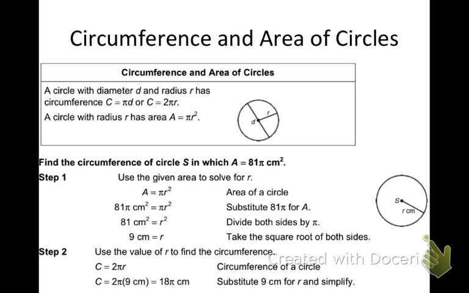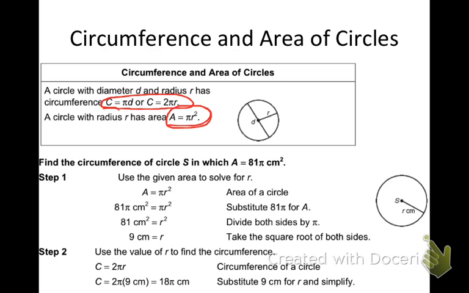A circle with diameter d and radius r has circumference c equals pi times diameter, or c equals 2 times pi times the radius. Now again, why is it twice the radius? Because if you double the radius, you get the diameter. So same thing. And then a circle with radius r has the area a equals pi r squared. Okay, so the area is the radius squared. Circumference is double the radius, and then they're both still times pi. Now those are cut and dry formulas.